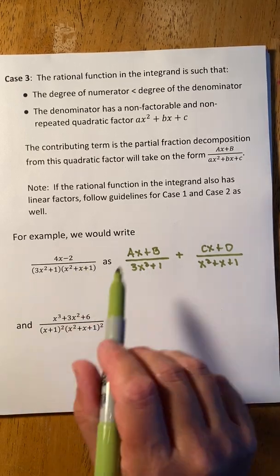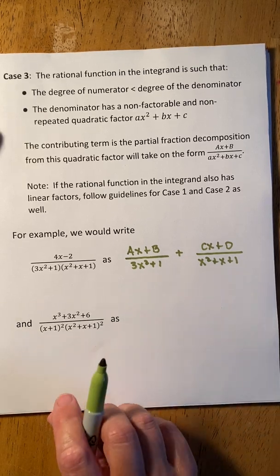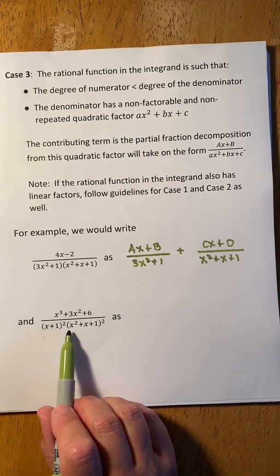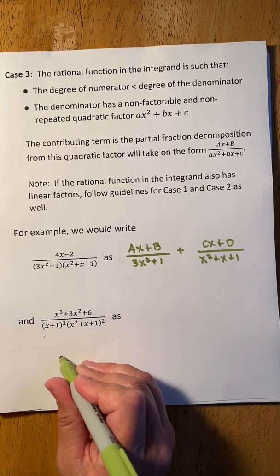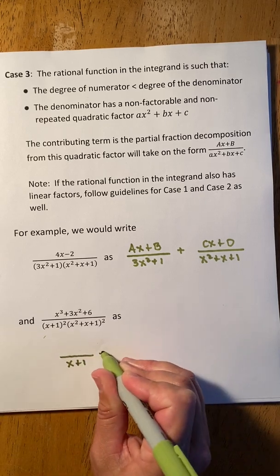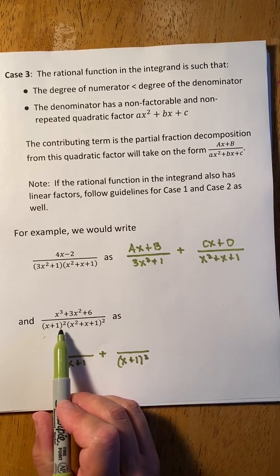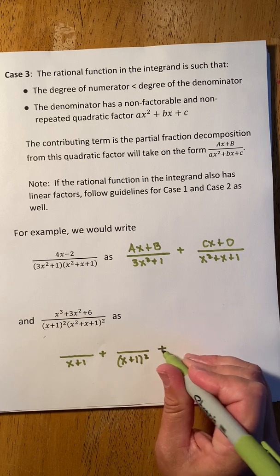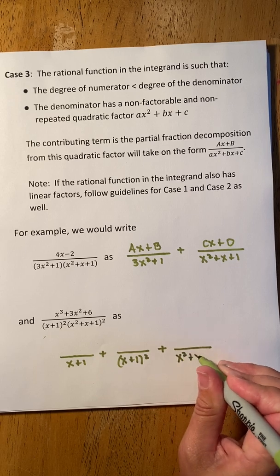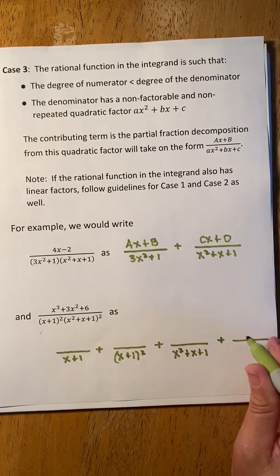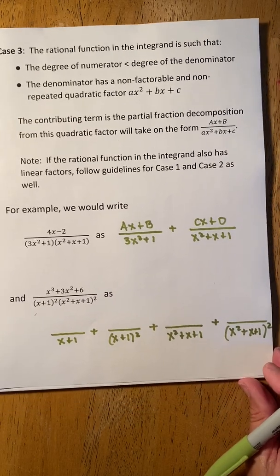Then we would find a common denominator and solve for a, b, c and d. Here we have the linear factor x plus 1 and the non-factorable quadratic x squared plus x plus 1. So we would rewrite this as x plus 1 and x plus 1 squared, because the repeated factor x plus 1 repeats twice, so that's going to contribute 2 fractions. x squared plus x plus 1 is a repeated quadratic, so we'll keep going until we run out of powers, and it goes up to the second power, so it's going to contribute 2 fractions to the decomposition.